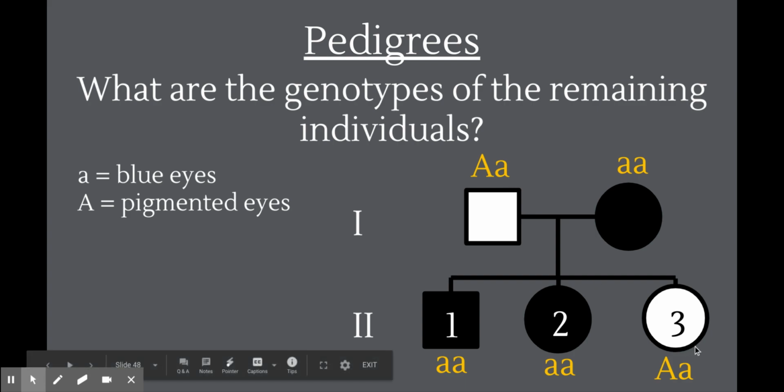Now let's take a look at this individual. This individual also has the dominant phenotype, which means that they must have one dominant allele, but are they heterozygous or homozygous dominant? Well, if we look at their parents, we know where the dominant allele came from. The dominant allele must have come from the father, and so the other allele must have come from the mother. And what alleles does she have to give? Only recessive alleles. So this individual can only have the heterozygous genotype.